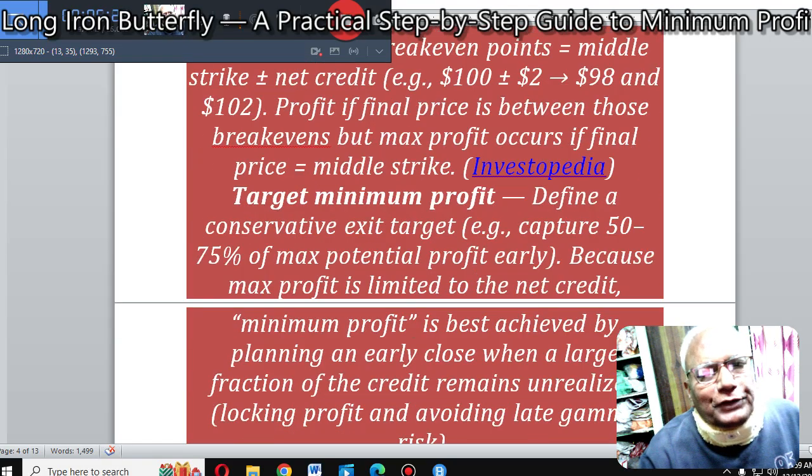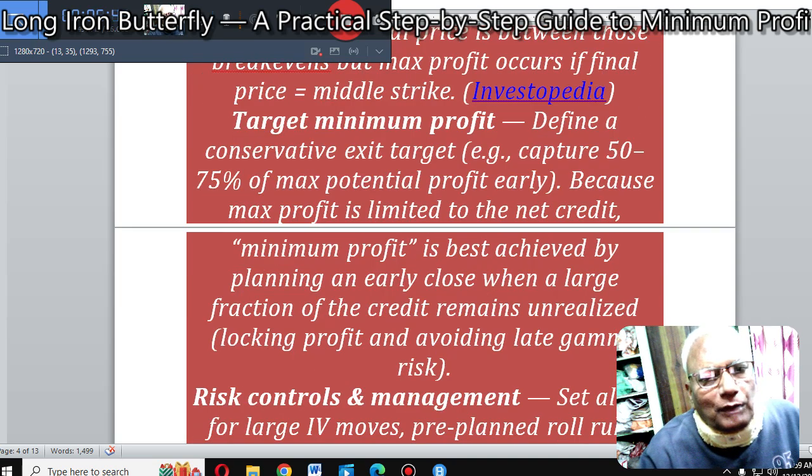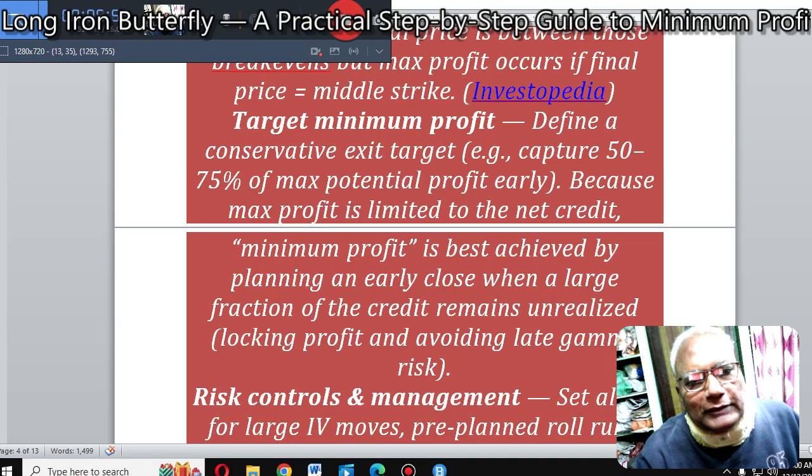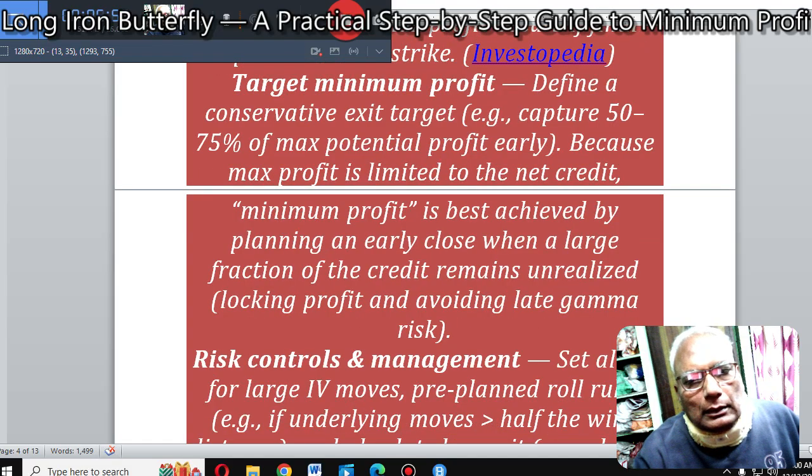Target minimum profit. Define a conservative exit target, e.g. capture 50 to 75% of maximum potential profit early, because maximum profit is limited to the net credit. Minimum profit is best achieved by planning an early close when a large fraction of the credit remains unrealized, locking in profit and avoiding late gamma.